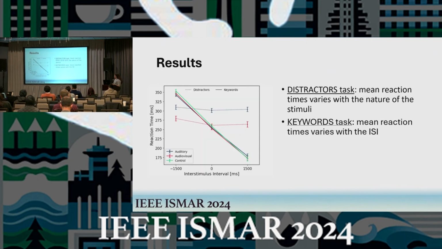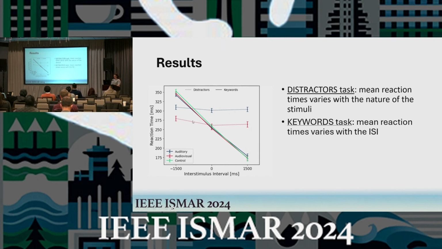To talk about the results, I have this graph here. In the x-axis, I had the interstimulus interval, which again is the interval between the distractor and the target information. Then I have the reaction time on the y-axis, and here I have information for the 2 tasks. The first one with the dotted lines for the distractors, and the second one with the solid lines for the keywords task.